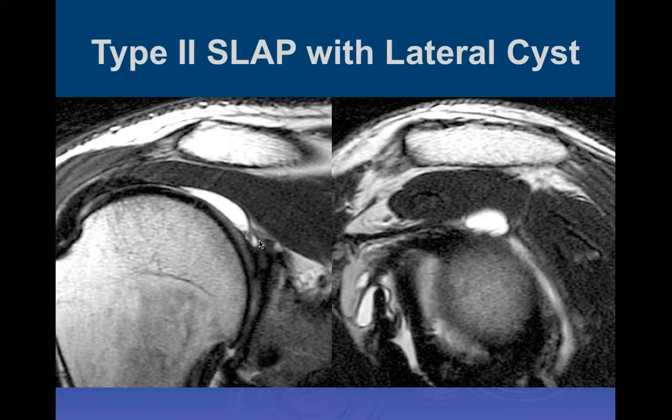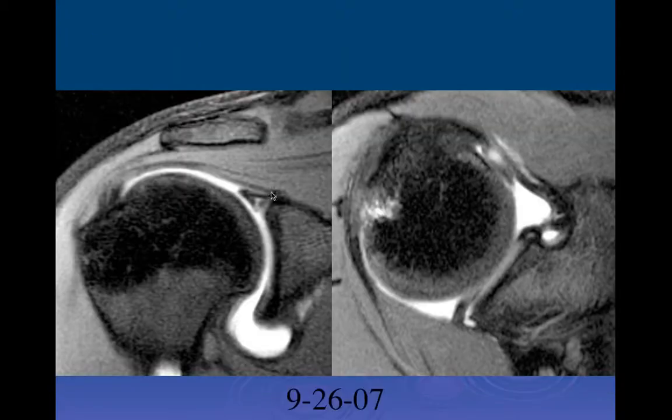This is a very rare lesion, where the paralabral cyst is extending outside the capsule and inferior to the supraspinatus muscle. I present this here just because it's very unusual, but it should make you think that when you see unusual things, they're usually caused by something common. It's just an unusual manifestation of that. And this is an uncommon paralabral cyst associated with a type 2 tear.